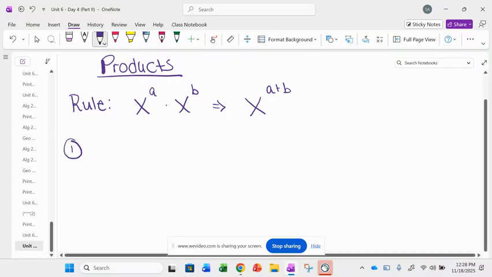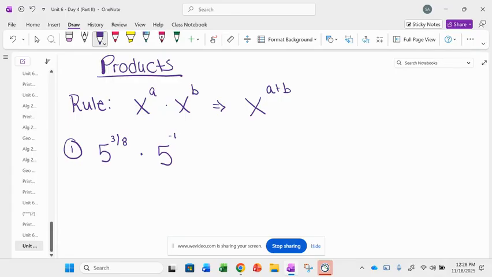So let's do some problems. If I have 5 to the 3/8 times 5 to the negative 1/8 times 5 to the 2/8. So a couple of things we want to make sure of. We want to make sure they all have the same base. Do they all have the same base? Yes. Next thing we want to make sure of, because the rule says keep your base and add your exponents.